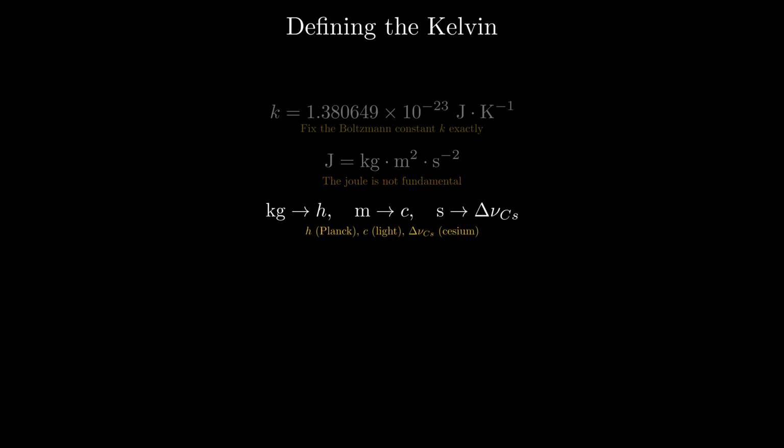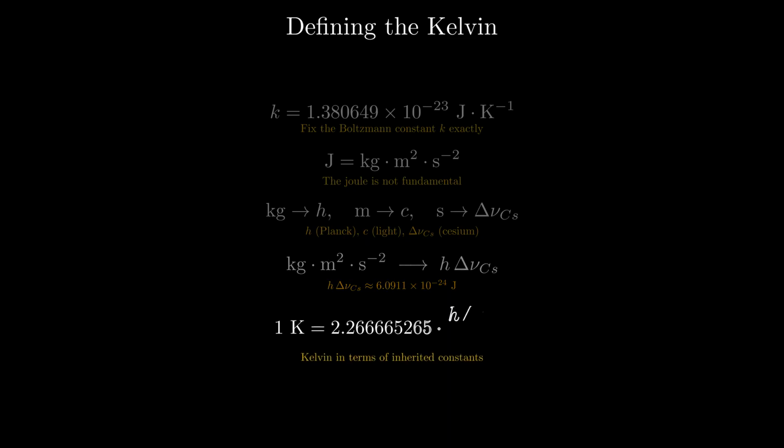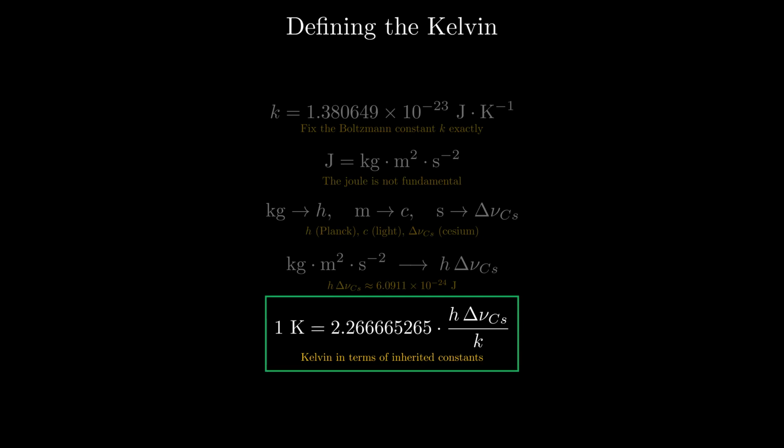So the kelvin inherits 3 definitions. The kilogram, which comes from the Planck constant h, the meter, which comes from the speed of light, and the second from delta nu cesium. Substitute all of them. The kilogram times meter squared per second squared collapses into h times delta nu cesium. After the dust settles, 1 kelvin equals 2.266665265 times h times delta nu cesium divided by k.